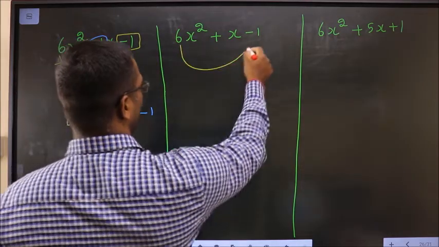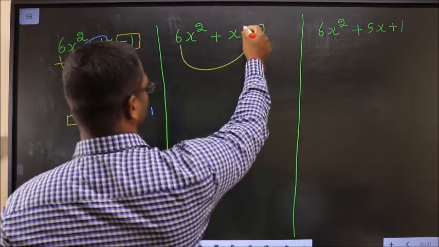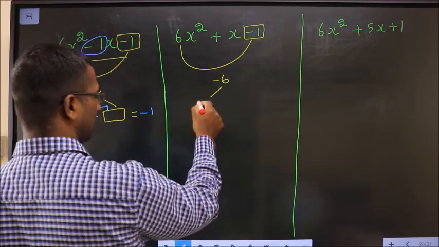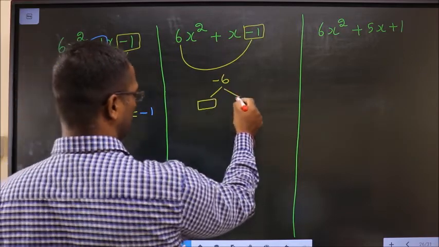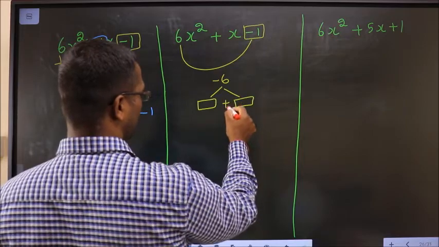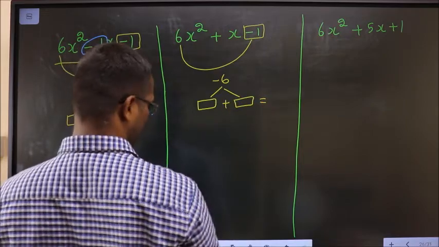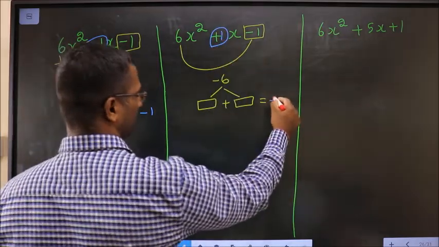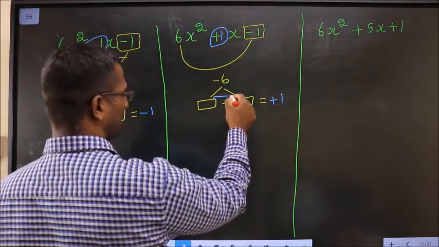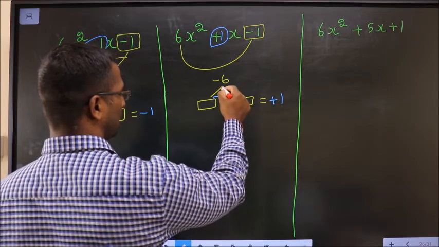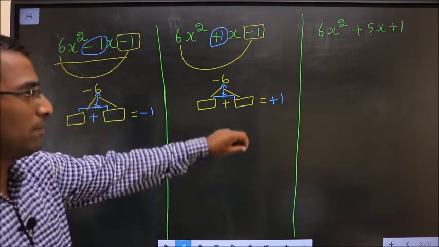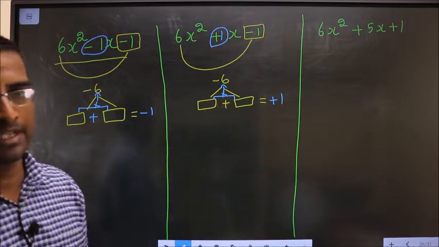Multiply 6 with the constant, that is −1. So 6 into −1 is −6. Next, look out for two numbers such that when you add them, you should get the middle number, that is +1. And also when you multiply these two, you should get −6. Am I clear? When you add, you should get +1. When you multiply, you should get −6.